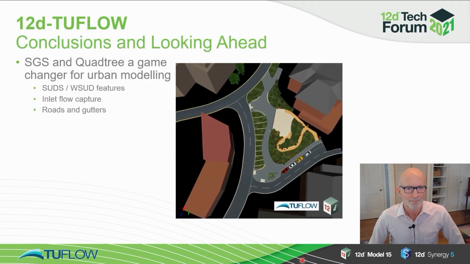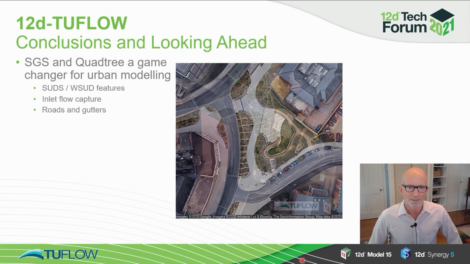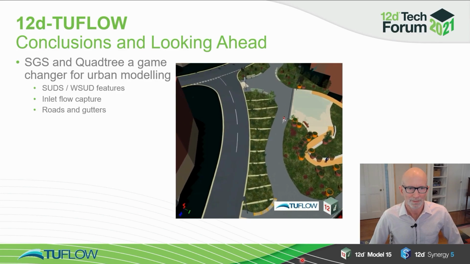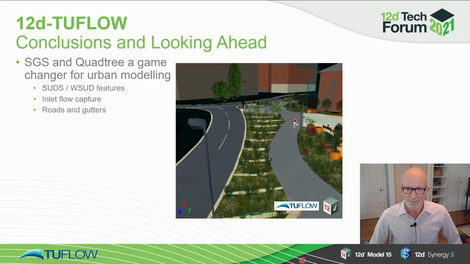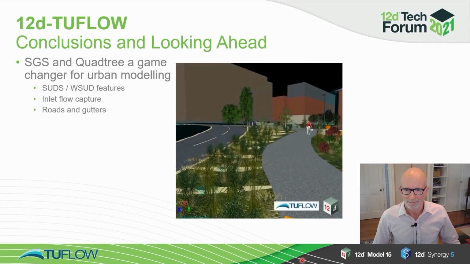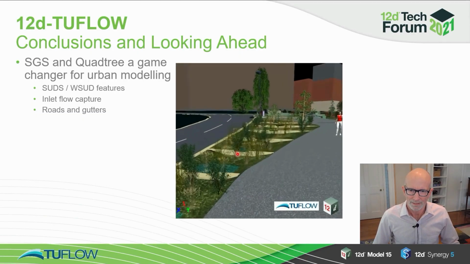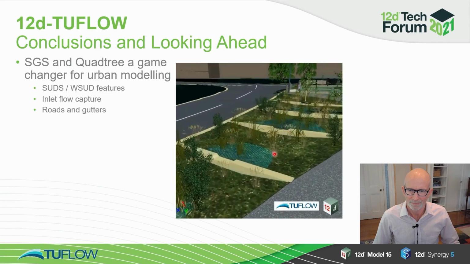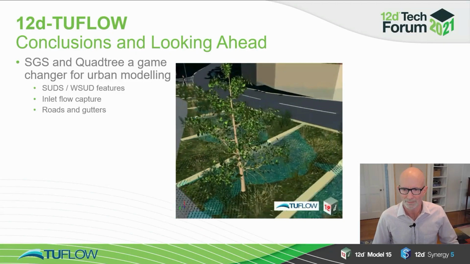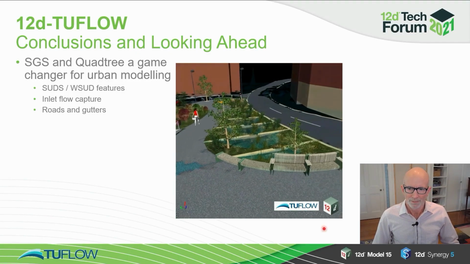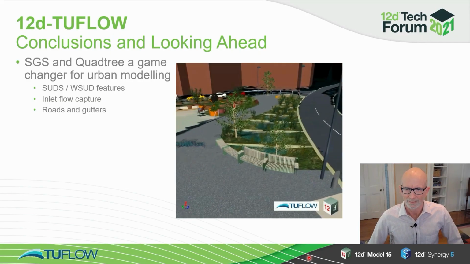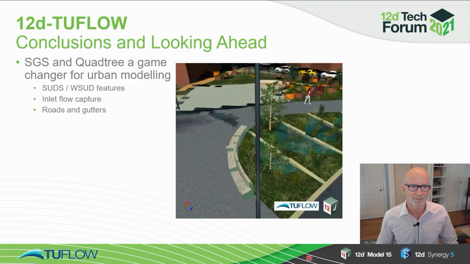So just to wrap up, in conclusion, subgrid sampling with Quadtree has become a real game changer for urban modelling. It's allowing us to really drill into detail to model things like SuDS and WSUD features. As you can see on the animation here, you can really get down to that detail at a fine resolution where you need it, and get better topographic representation with subgrid sampling. As I mentioned earlier, inlet flow capture is much improved, and in terms of modelling roads and gutters, it really does help enormously. So it is a game changer.